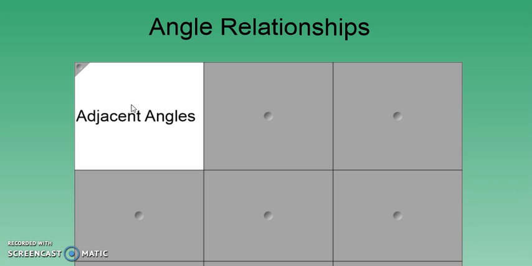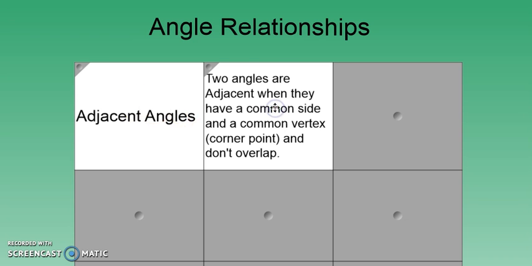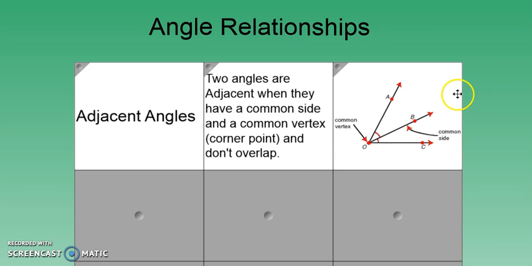So our first angle relationship is adjacent angles. And adjacent angles are 2 angles. So 2 angles are adjacent when they have a common side and a common vertex, and they don't overlap. So what that looks like is we have 2 angles pushed up against each other. Here is their common side, and then they share a common vertex at the point.